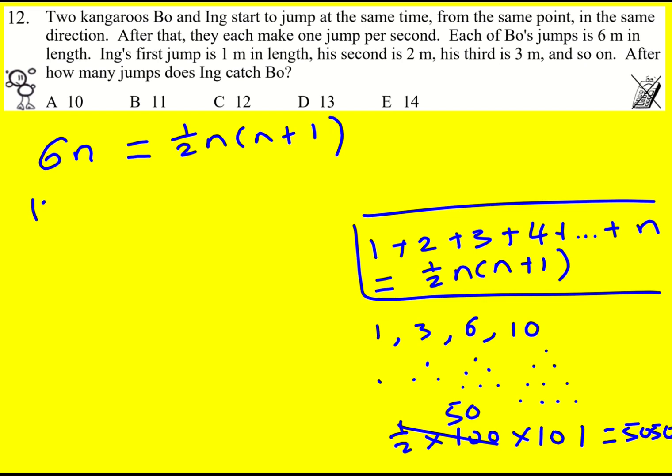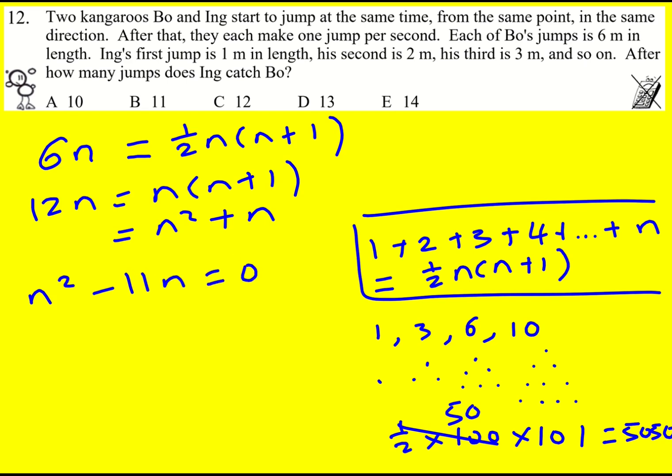So if I double both sides, it's going to be 12n is equal to n times n plus 1. Expand the bracket, n squared plus n. And this becomes n squared minus 11n equals 0. Our whole point is to get a quadratic equal to 0 because then we can factorize.